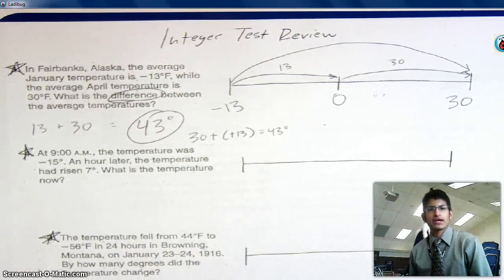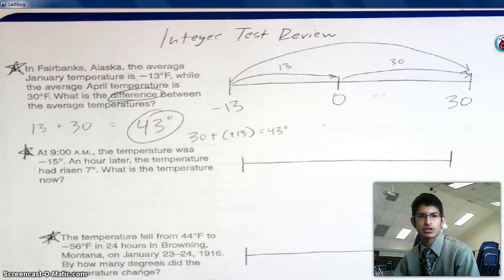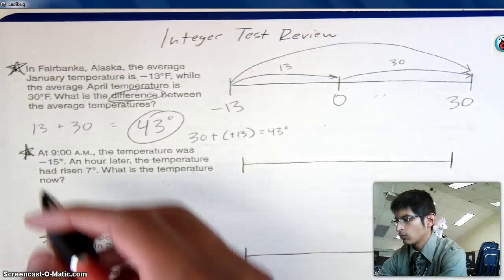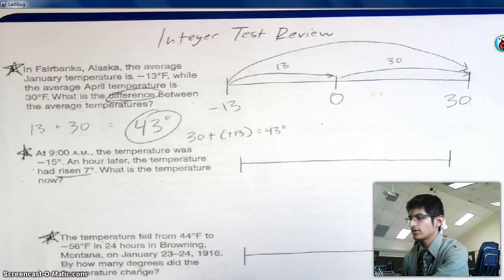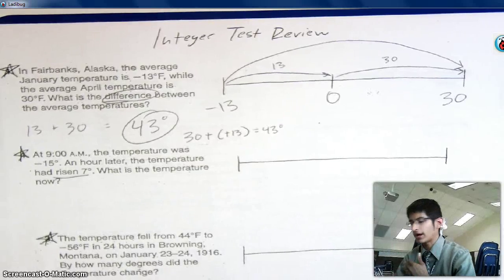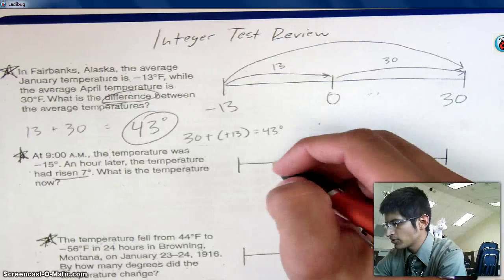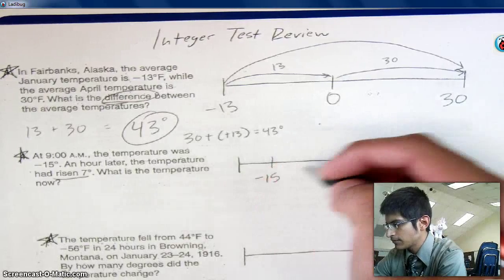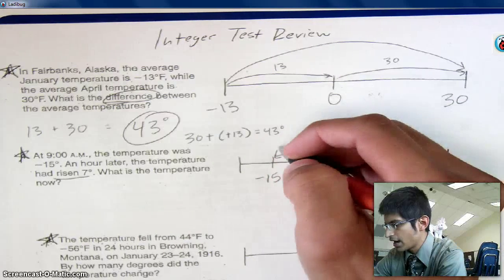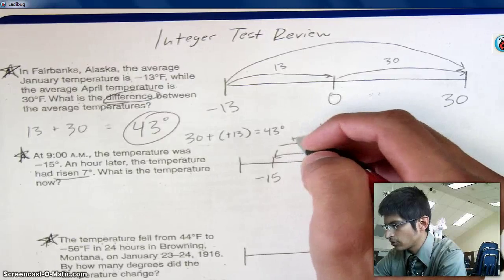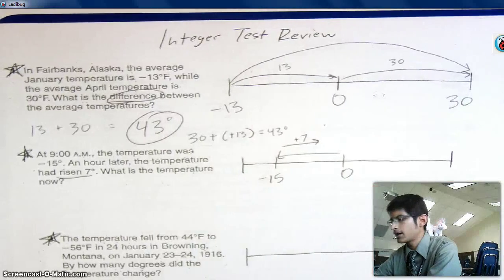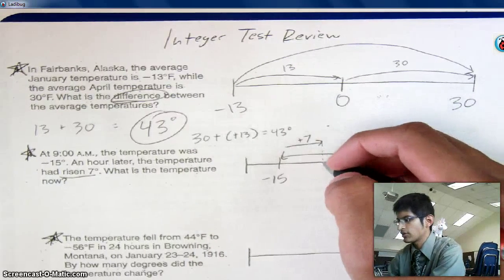Okay? On number 2, at 9 a.m. the temperature was negative 15 degrees. An hour later the temperature had risen 7 degrees. What is the temperature now? Risen 7 degrees. That means it's going to rise. Rise means it's going to go up. So I have my 0 in the middle. The temperature was at negative 15. And then it's going to rise 7 degrees. So as you can see, if I only increase 7, I'm not going to go past 0.